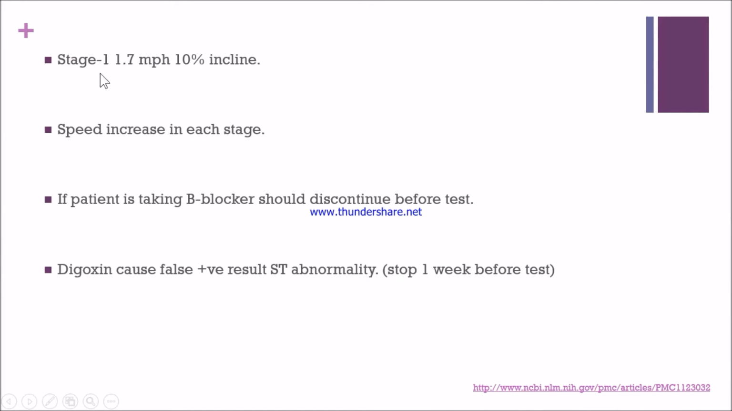So first of all, in stage 1, 1.7 miles per hour and 10% inclination will be there. We need to increase the speed in each stage. If the patient is taking a beta blocker, there will be a blunted heart rate response. Because of this, we need to discontinue it before the test, but we need to confirm with the physician. If the patient is taking digoxin, it causes false positive ST segment abnormality, so a false positive result will be there. So this digoxin we need to stop 1 week before the test.